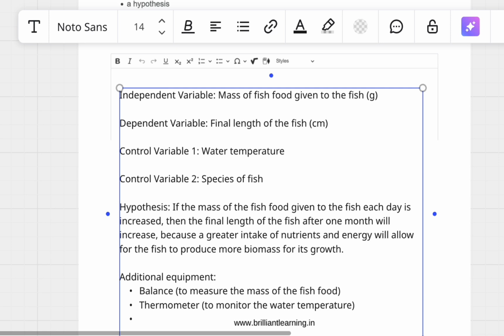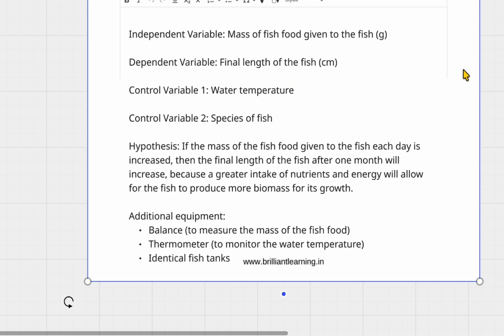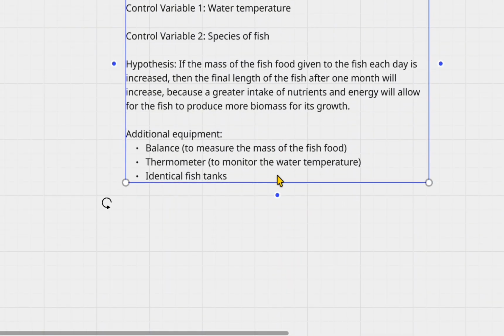Then identical fish tanks are required, because if you keep the tank size constant, then the volume of water will not affect your findings, because the volume of water is also another control variable that you can write, and that will affect your findings. So if we have identical fish tanks, then obviously the volume of water is going to remain the same, and then there will be fewer anomalies in your results and you will have more precise results.